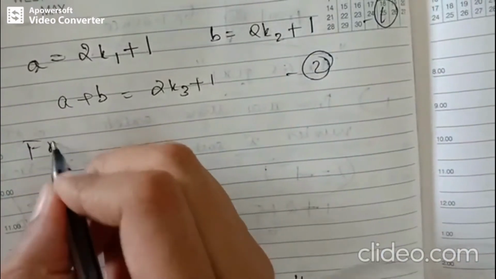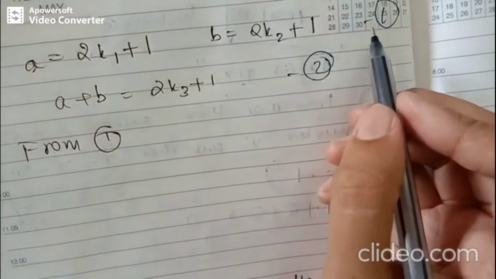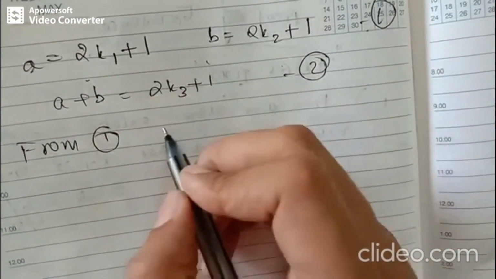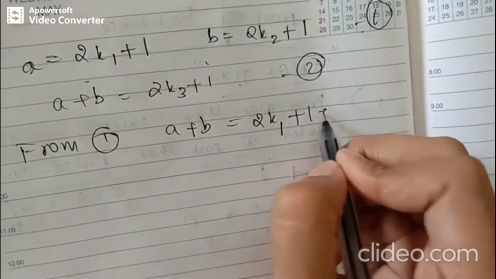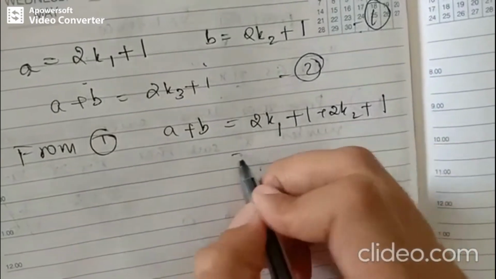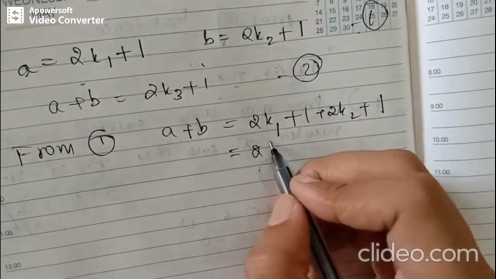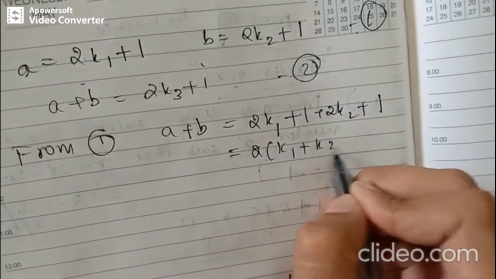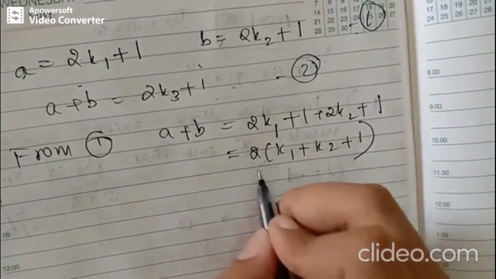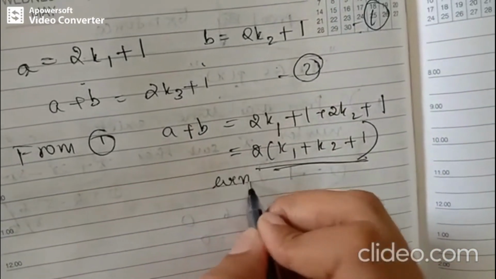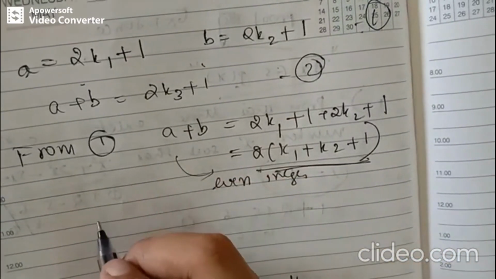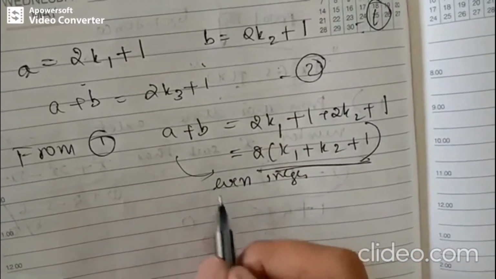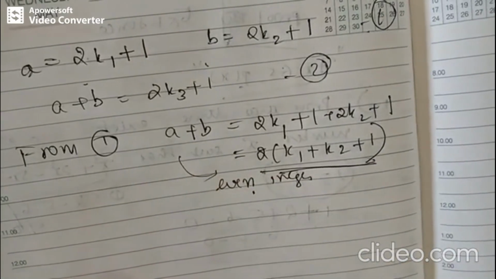But what do we get from 1? From equation 1, if I add these two terms, I will be getting 2k1 plus 1 plus 2k2 plus 1, which is equal to 2 times (k1 plus k2 plus 1). Right? So this is purely an even integer. That means you are arriving at A plus B is an even integer.